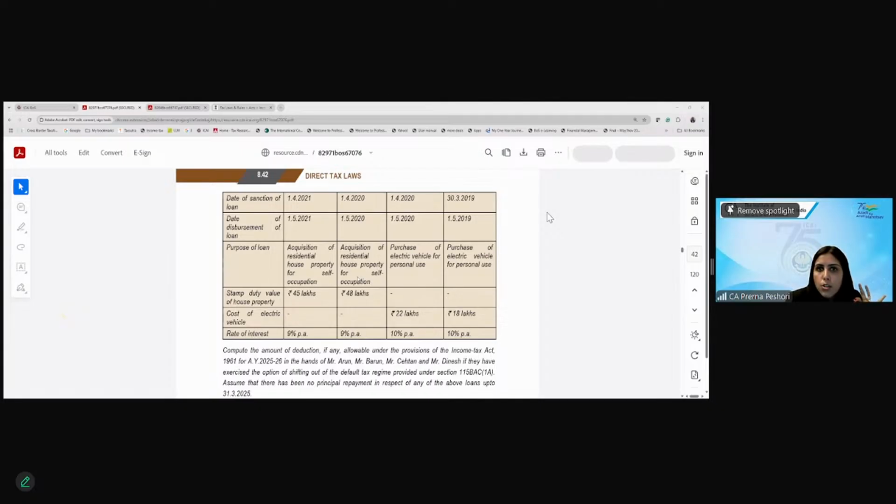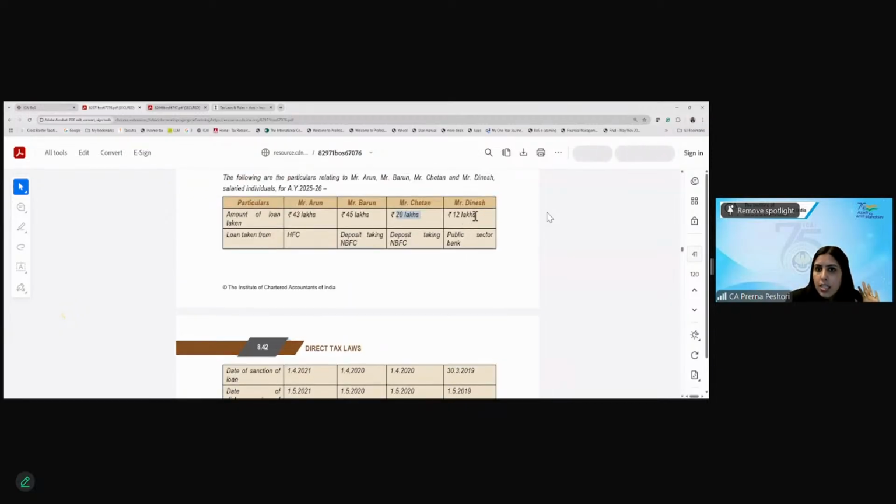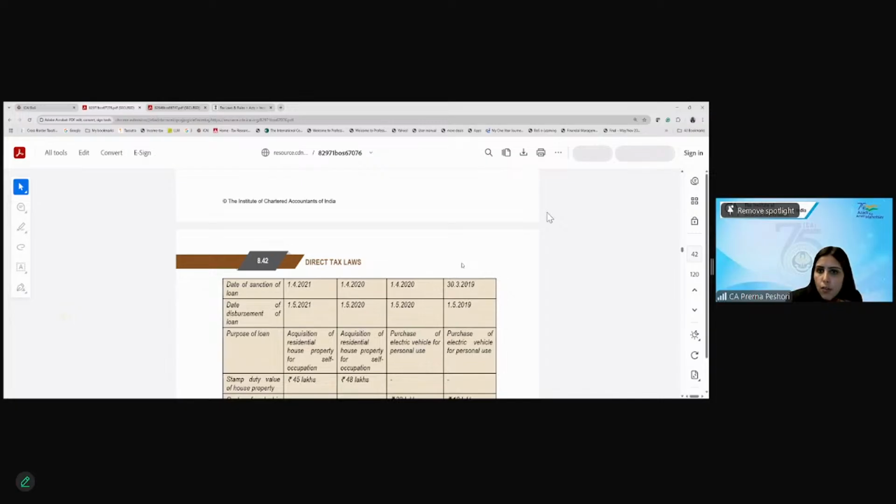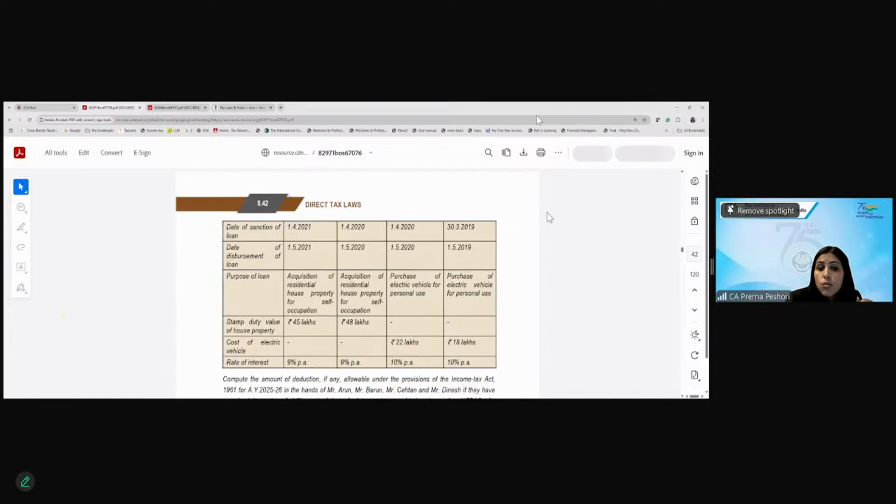So what is the loan amount which is there is 20 lakh into 10%, but the restriction will be 1.5. This Mr. Dinesh has purchased the electric vehicle, but here the date of sanction of loan is 2019 30 March. So it was sanctioned before 1/4/19. So there is no deduction available for Dinesh. Clear? Yes or no? Is this clear? Fine. Everybody. Again, a very simple question, but require that you remember the limits over here. If you forget the limit, you will not be able to solve.